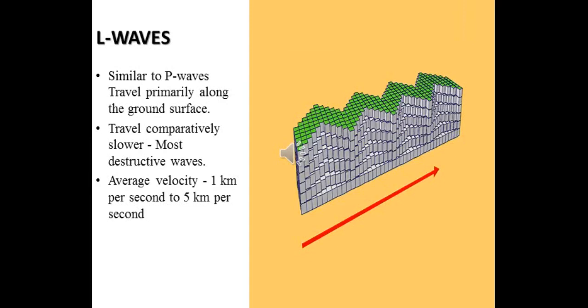You can see in this picture the movement of the L waves. Their movement is like S waves, up and down, but very slow. In its direction it is similar to the primary waves.